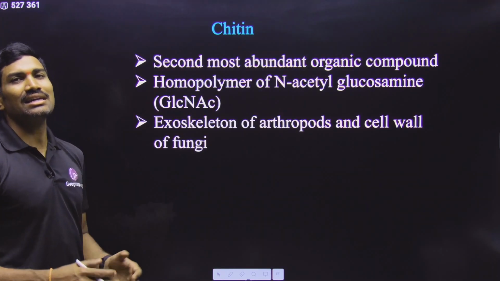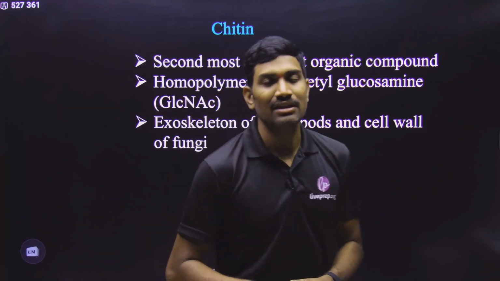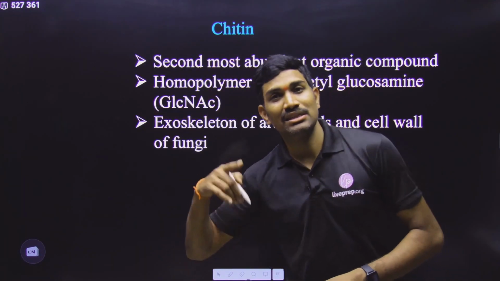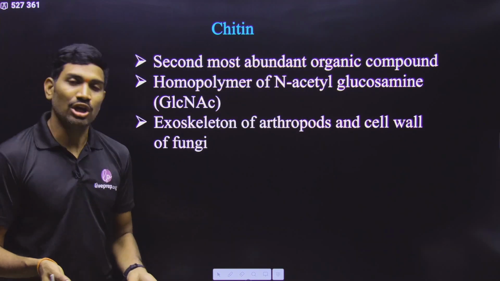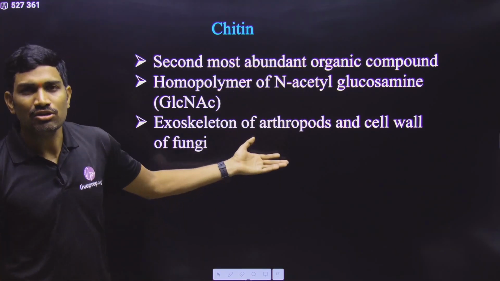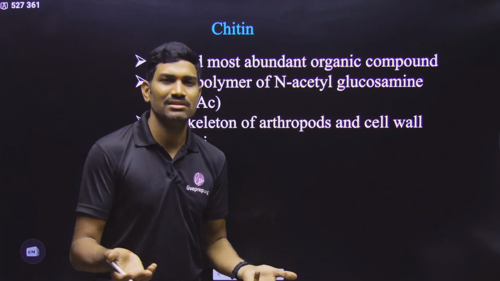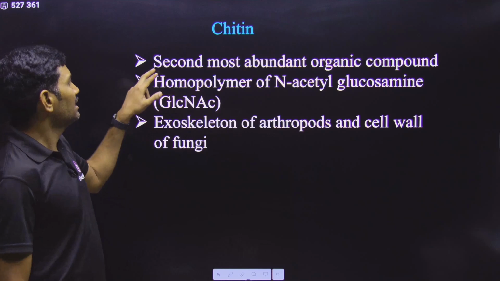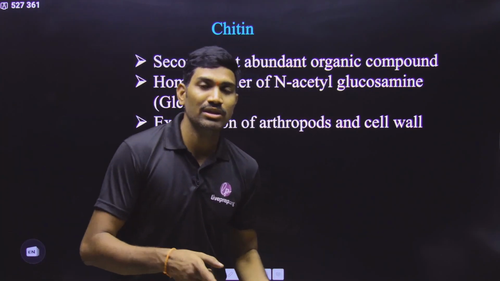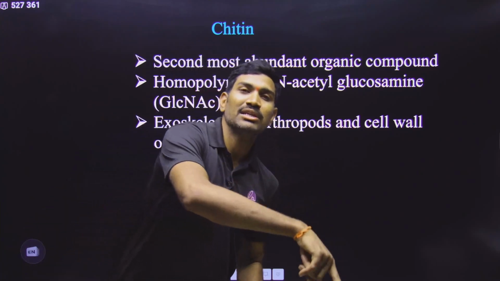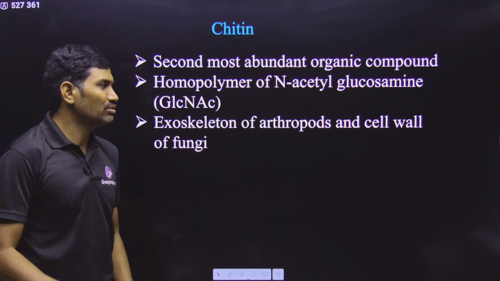And next one is regarding chitin. Chitin is also a structural polysaccharide like cellulose, but cellulose is present in the cell walls of plant cells, while chitin is present in the cell walls of fungal cells. Not only that, it is also seen in the exoskeleton of arthropods like cockroach and many other insects. That's what they are saying here. And it is the second most abundant organic compound. The most abundant organic compound is cellulose. The second most abundant organic compound is chitin. You need to remember this. It is clearly mentioned in NCERT.